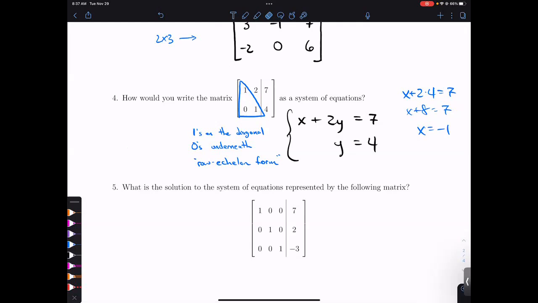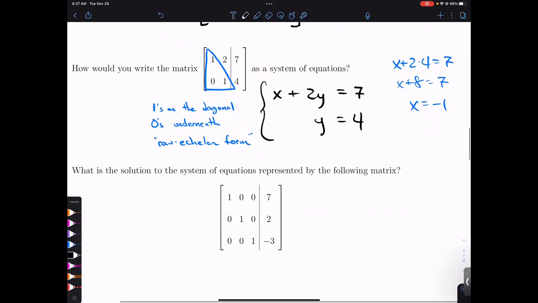What about the last one there, 5? If you turn that back into a system of equations, what does it look like? X equals 7. And y equals 2. And z equals -3.